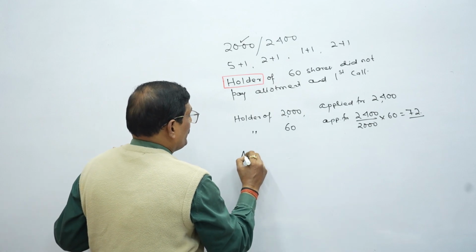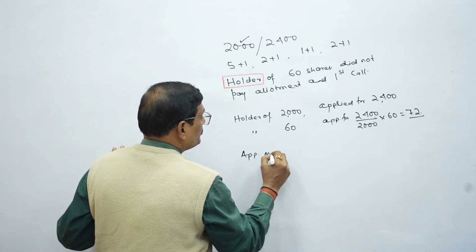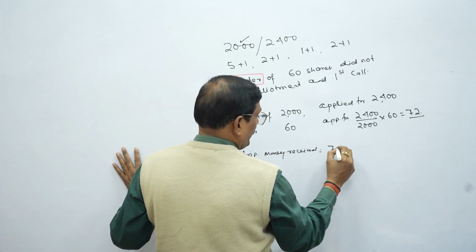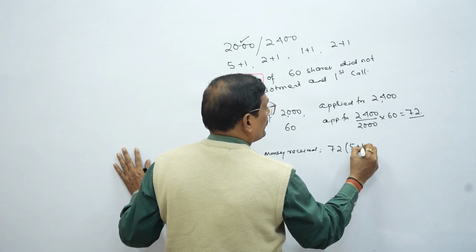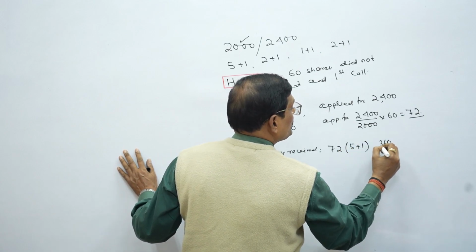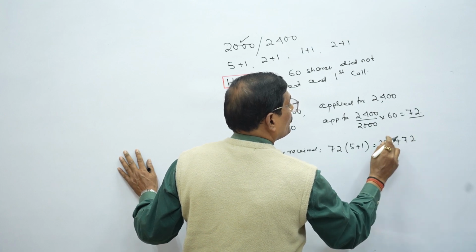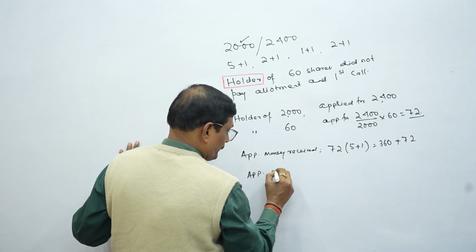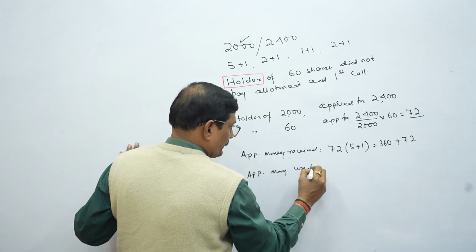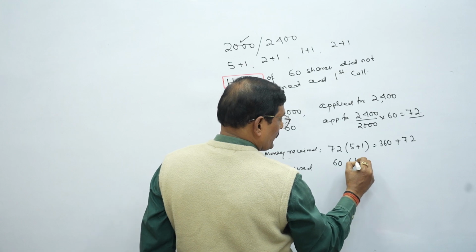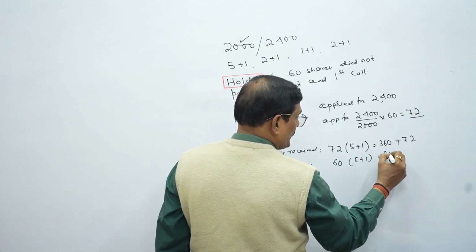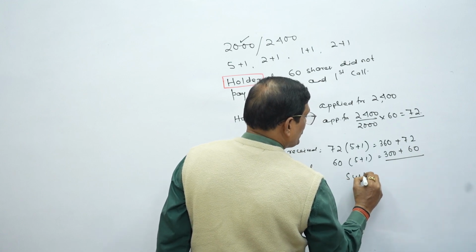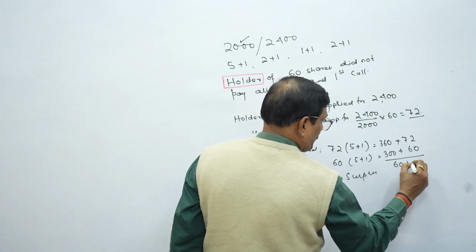So application money received is equal to 72 into 5 plus 1. That is 360 plus 72. Application money used is equal to 60 into 5 plus 1. That is 300 plus 60. So surplus is equal to 60 plus 12.